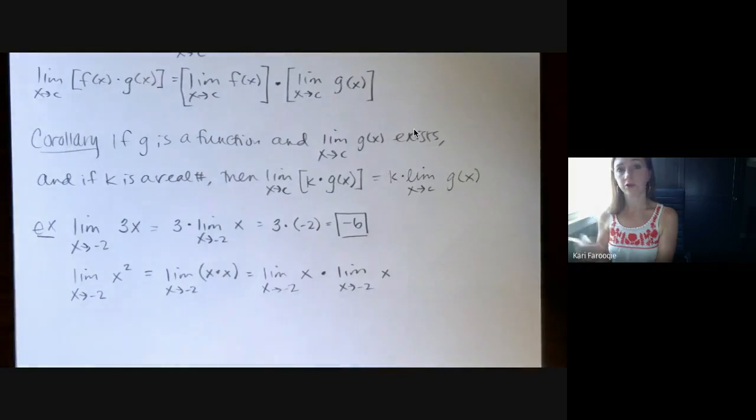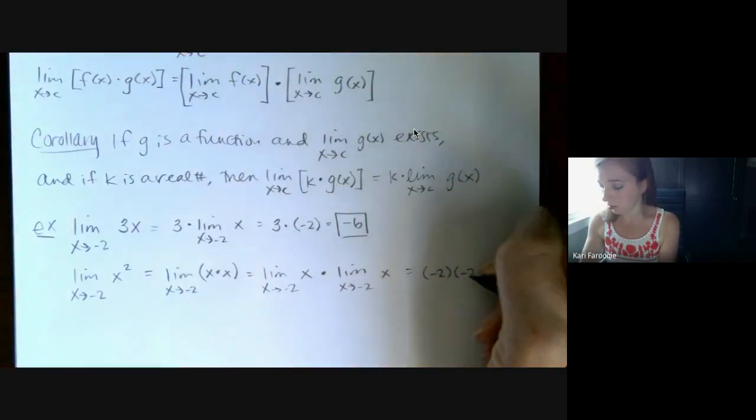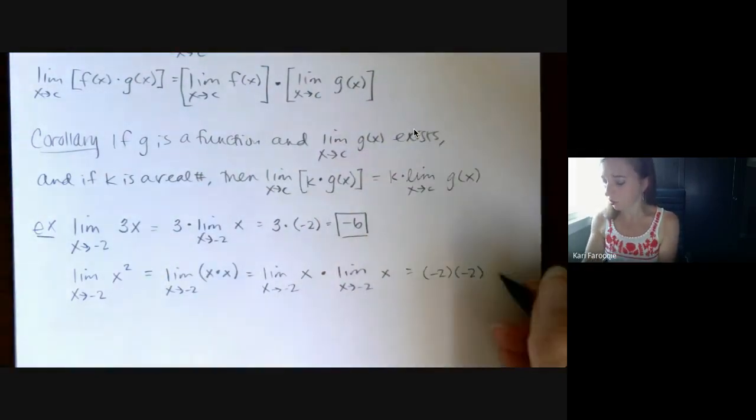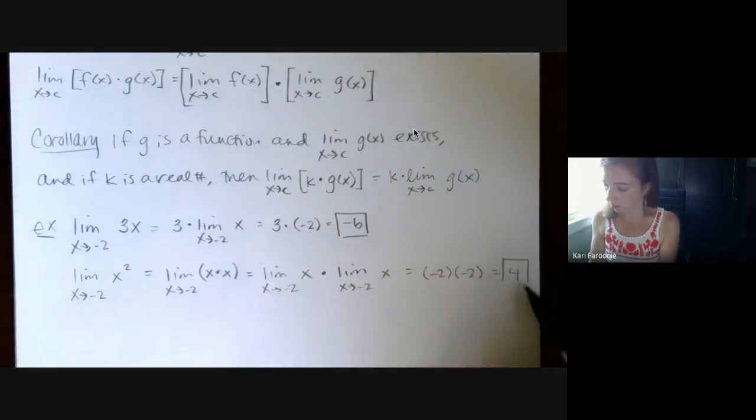And then again, we're using this same concept that with the identity function, the limit is whatever value x is approaching. So we would say that this is -2 times -2, a negative times a negative is a positive. You get 4.